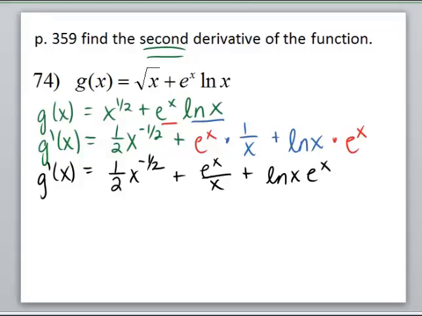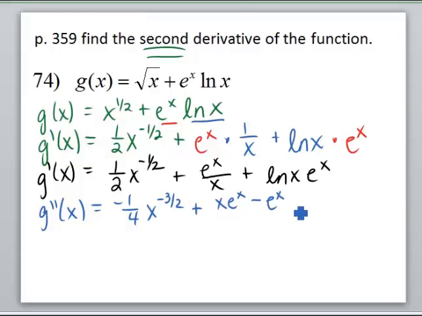Now I'm ready to take the second derivative. The second derivative is just taking the derivative again. So bring this out front. Negative 1/4 x to the negative 3/2 plus, we're going to do a quotient rule. Bottom times the derivative of the top minus the top times the derivative of the bottom, which is 1, all over bottom squared, plus, now I have a product rule. First times the derivative of the second plus the second times the derivative of the first.